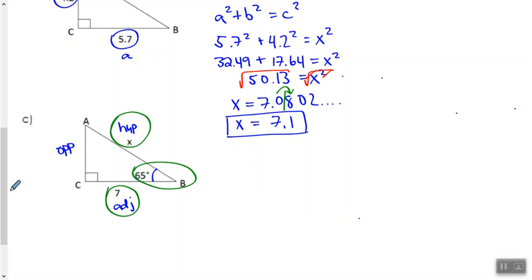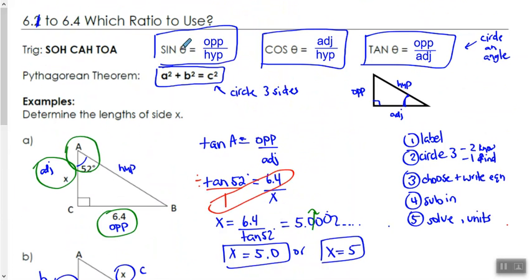So as soon as I circle an angle, I know I'm not going to be using Pythagoras. I'd need 2 sides for Pythagoras that I know and then 1 that I don't. So I will be using sine, cos, or tan. Opposite and hypotenuse is sine, adjacent and hypotenuse, that's cos. For tan, I would need to know the opposite, which I don't. So adjacent and hypotenuse, I will be using cos for this example.